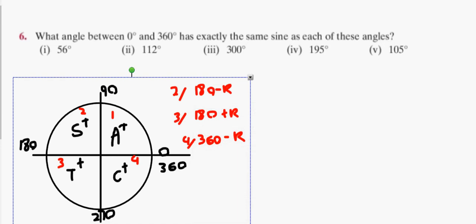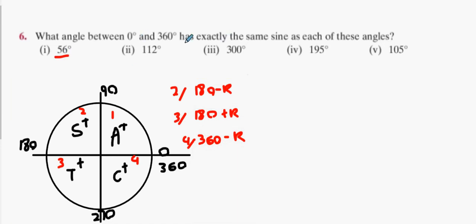What angle between 0 and 360 has exactly the same value as each of the following angles? Well, 56 is in the all quadrant, so R would equal 56 because it's in all, which means it's positive. So this is a positive value. So therefore, the other answer must be in the second quadrant where sine is also positive. So it's going to be 180 minus 56, which is 124. Okay. Let's move on to the next one.